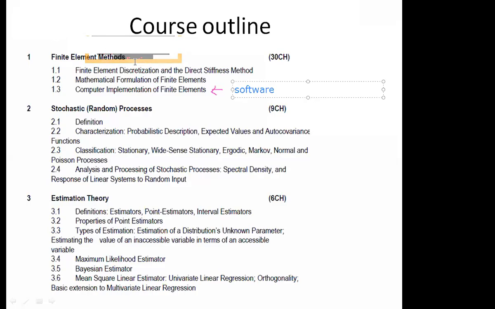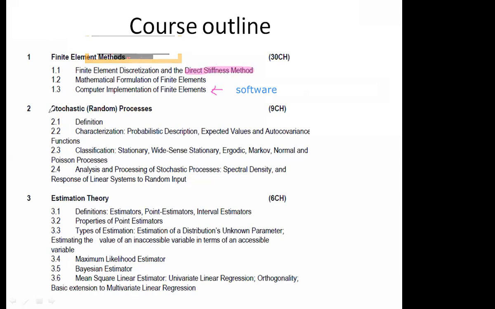Okay, so the software will come in here when we come to the computer implementation of finite element method. But before we look at finite element method, we shall first look at what we call the direct stiffness method. And then from there, that will lay the background to this method we call finite element method. And then we look at the mathematical formulation, and then the computer implementation.